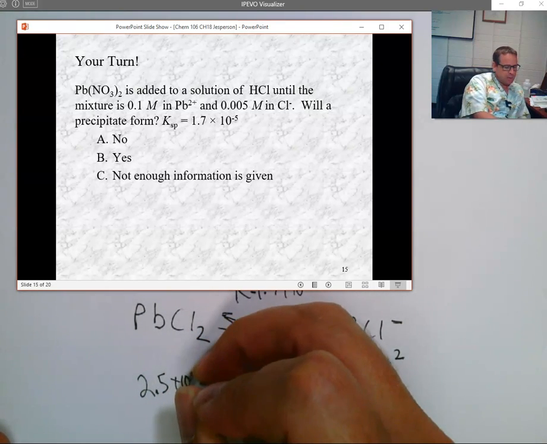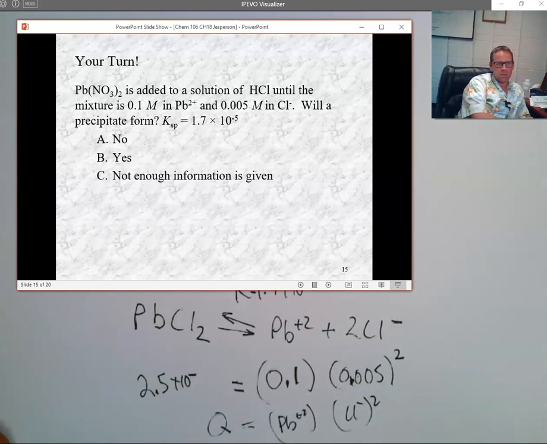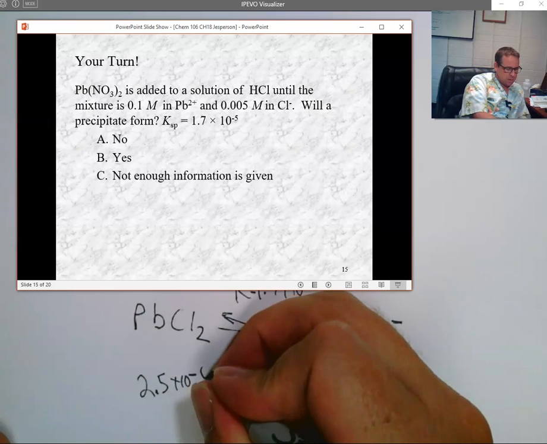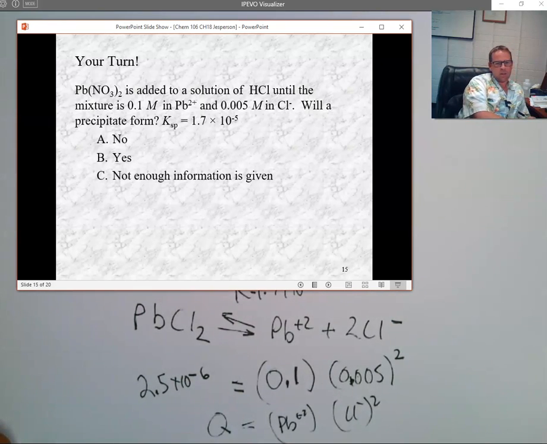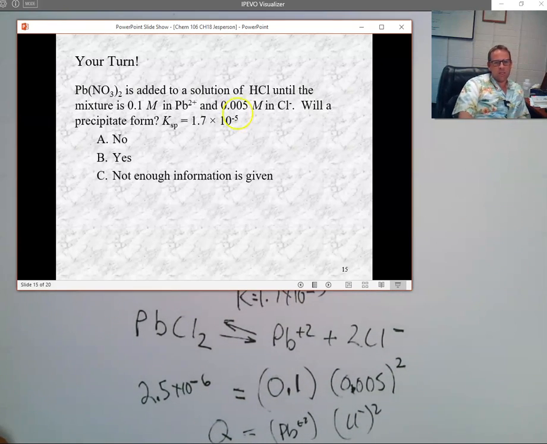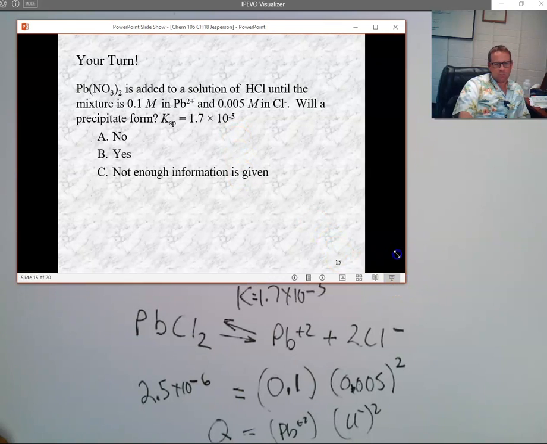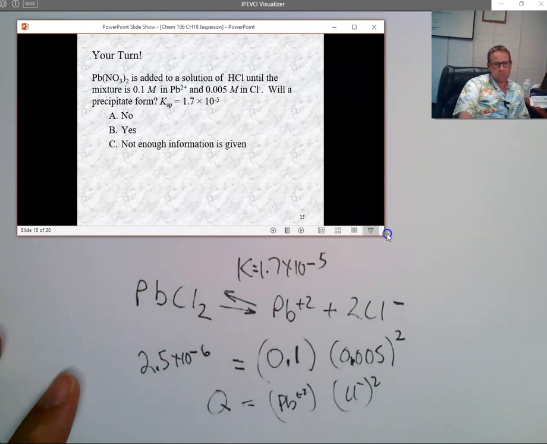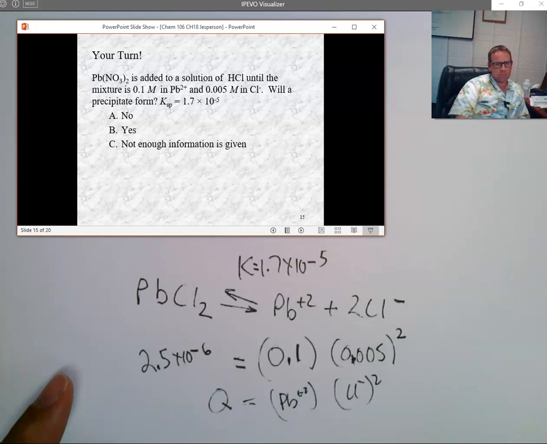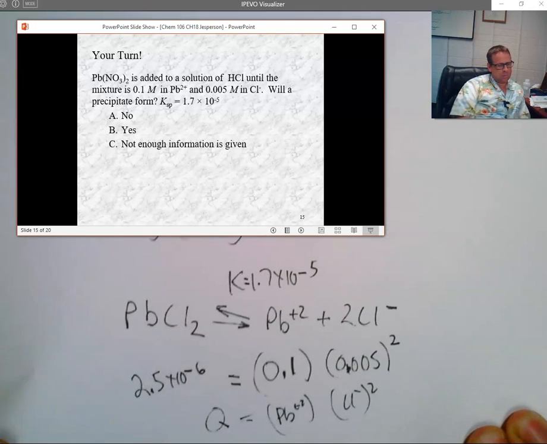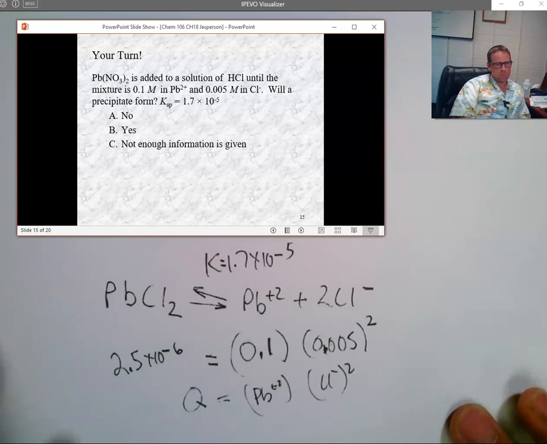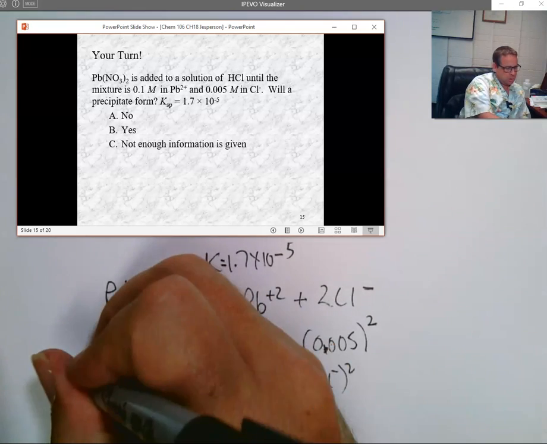0.00000025. That's 2.5 times 10 to the minus... was that 6? 2, 3, 4, 5, 6. Yes, sir. All right, so what does that tell us? Will a precipitate form? Well, the Q is larger than the KSP, so it should form a precipitate.